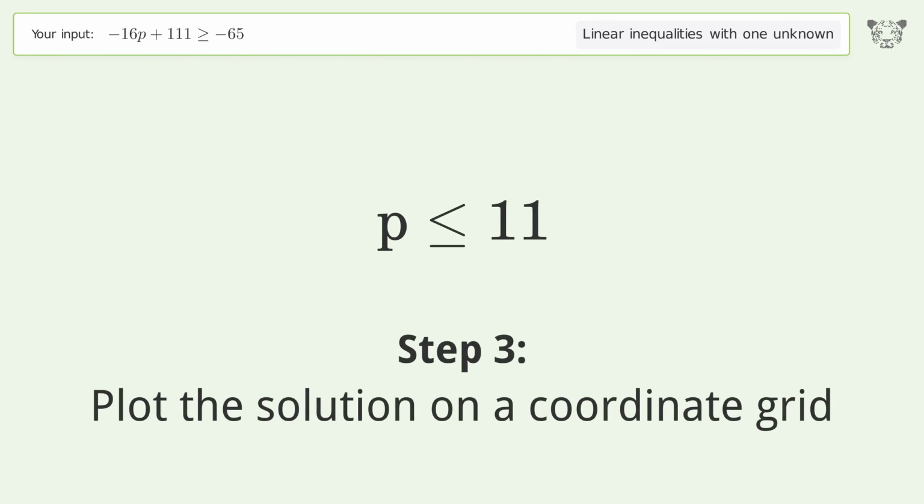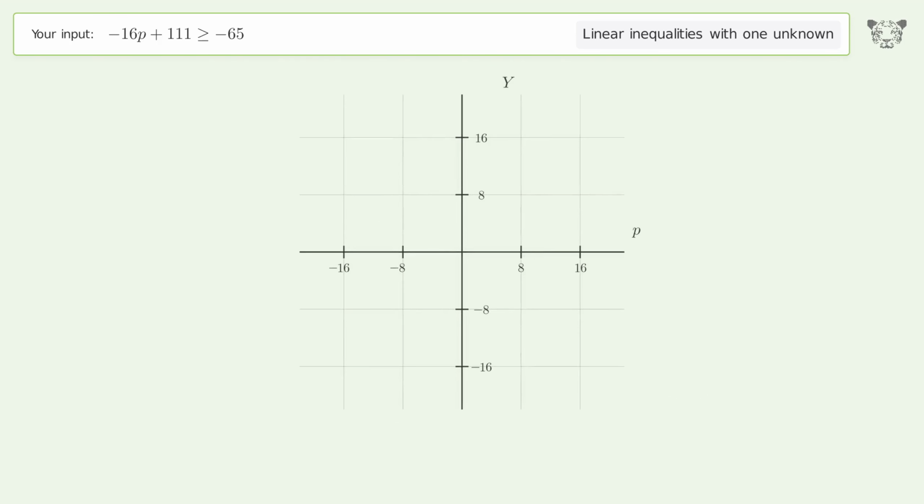Plot the solution on a coordinate grid. And so the final result is p equal or smaller than 11.